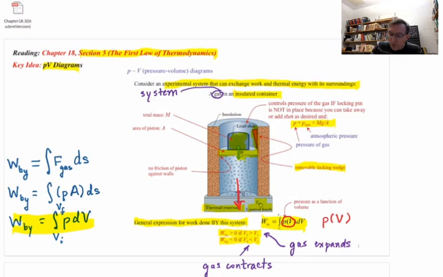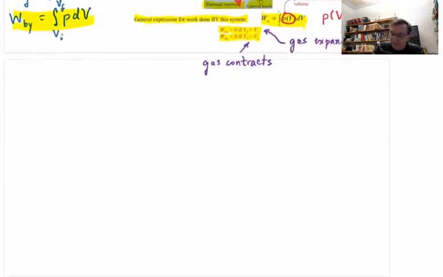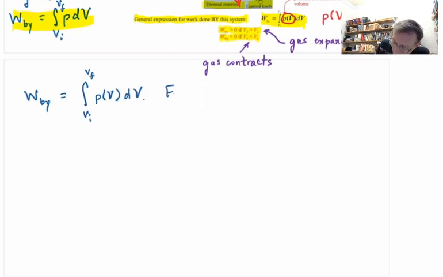Now I do want to say one more word about doing that work integral, W by. In order to calculate the work done by our gaseous system, we must integrate from the initial volume to the final volume the pressure expressed as a function of volume, dV. We have to know how P depends on V. There may be more than one way that we will know that. But here's one way we might know. We might just be told.